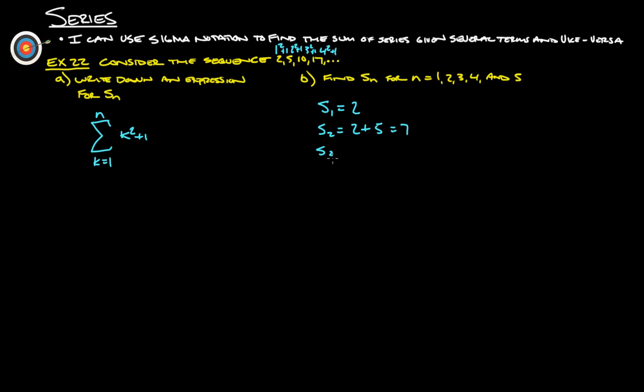Okay. S of 3, 2 plus 5 plus 10 is going to be 17. S of 4 is going to be 2 plus 5 plus 10 plus 17, which is 34. And then S of 5, 2 plus 5 plus 10 plus 17. We don't know the fifth term, but we can figure it out, right? Because we can plug 5 in. 5 squared is 25 plus 1 is 26. So really we're just adding this 26 to the 34, which gives us 60.